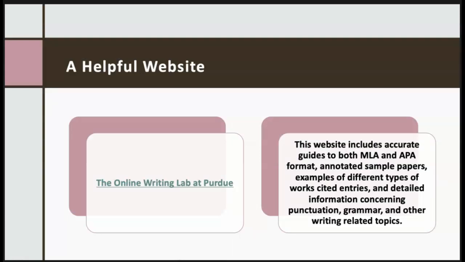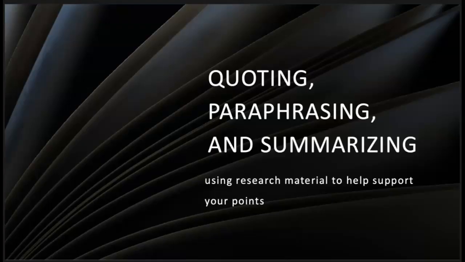There's a very helpful website for you. It's called the OWL at Purdue, the Online Writing Lab. That's what OWL stands for. Now, this website has accurate guides for both MLA and APA format, annotated sample papers, examples of different types of works cited entries, and detailed information concerning punctuation, grammar, and other writing-related topics. They have things like how to do a resume. They have all kinds of grammatical content, everything you might need in the way of help with your writing.